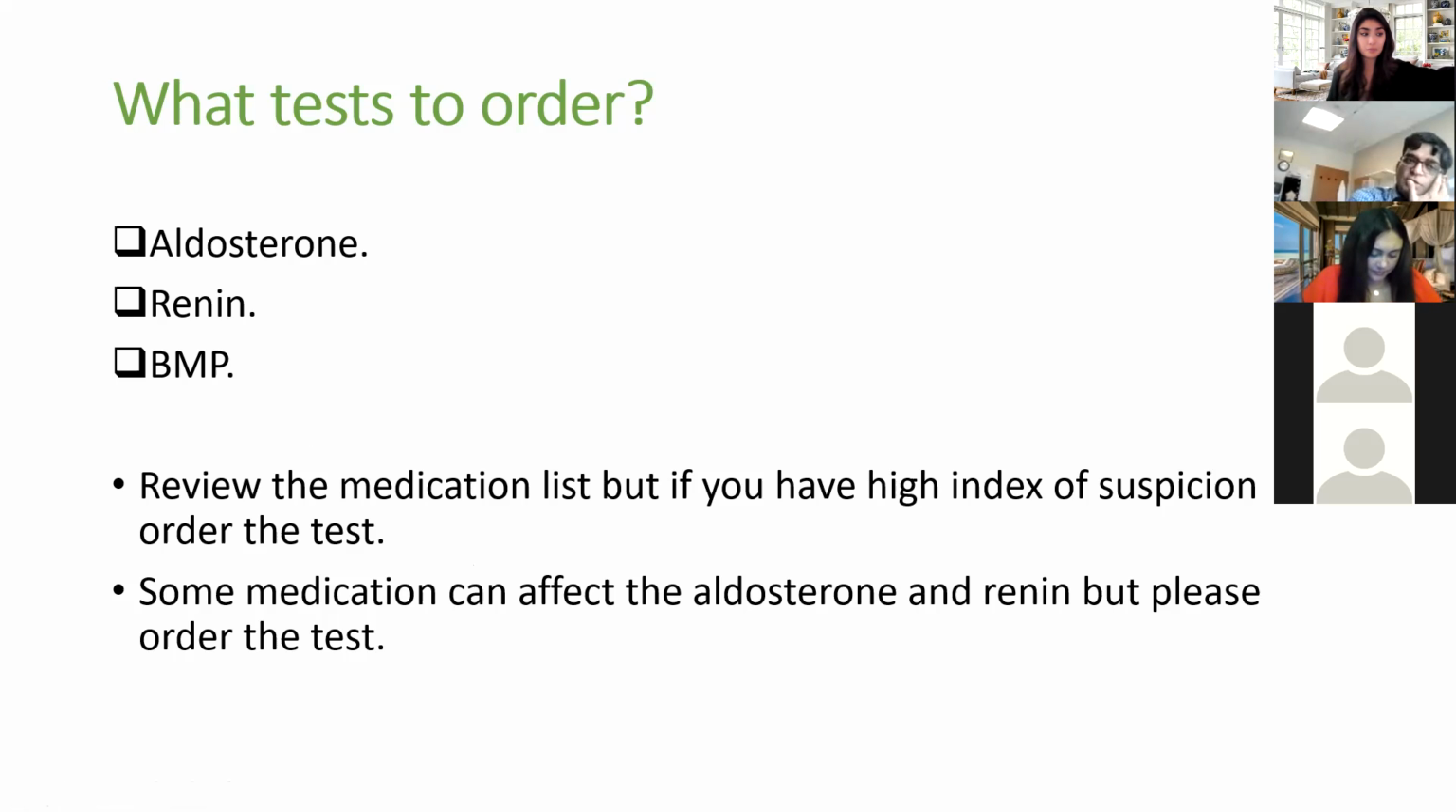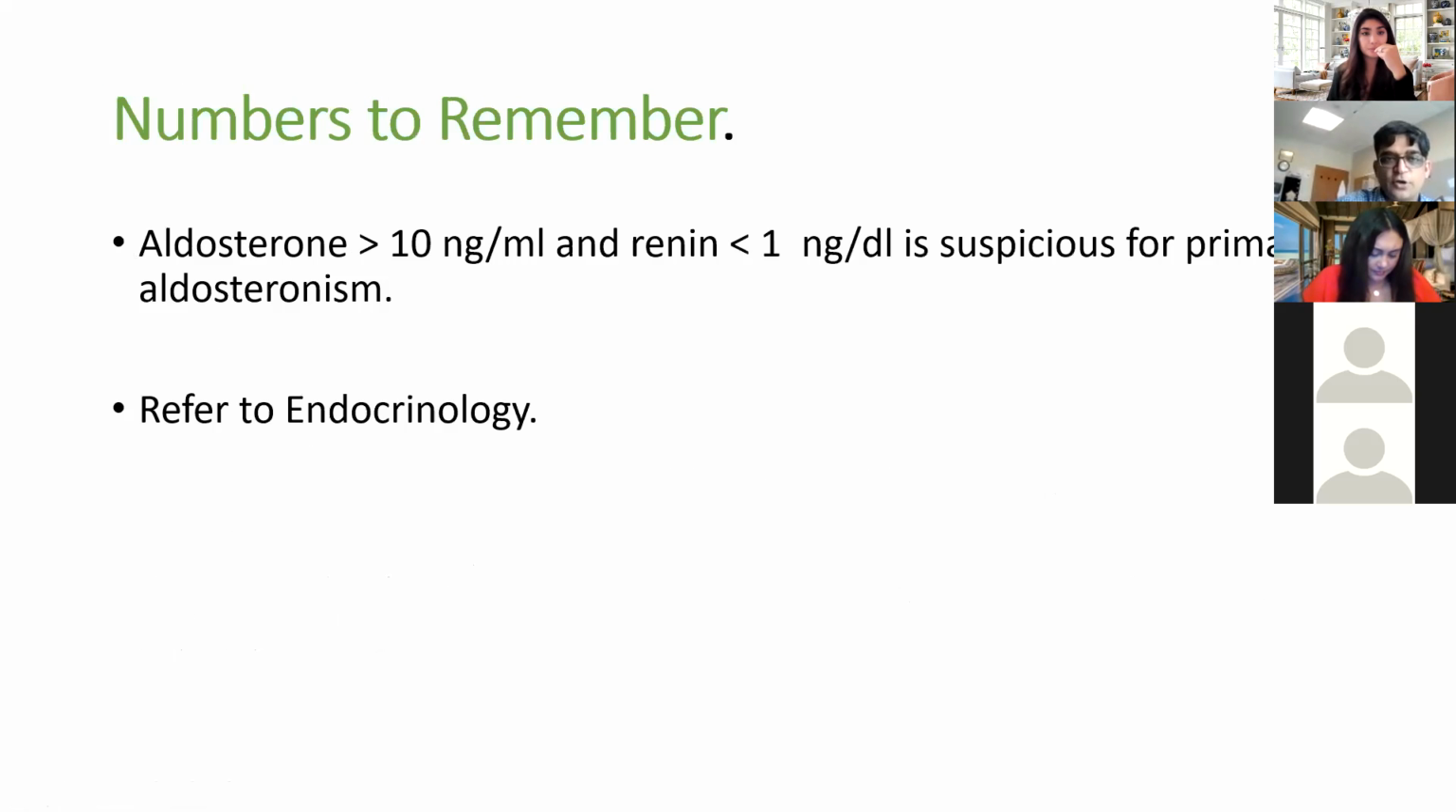Check the aldosterone, renin, and the potassium levels, because irrespective of what medications he or she is taking, if their aldosterone is high and their renin is suppressed, even on the medication, this will be a very good screening test for primary aldosteronism. And if you see these values where aldosterone is higher than 10, 11, 14, 15, and the renin is suppressed or less than 1, then I think that's a good time to send the patient to endocrinology to confirm the diagnosis. So again, if you have a high index of suspicion, please check.